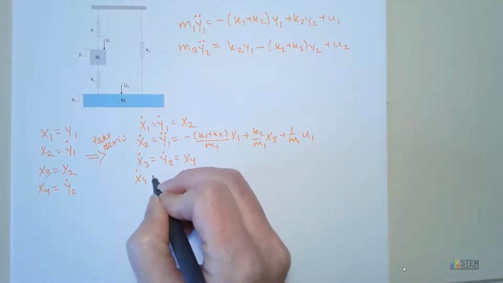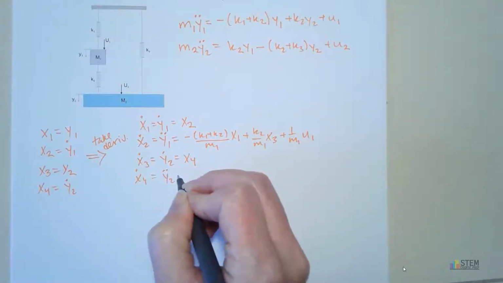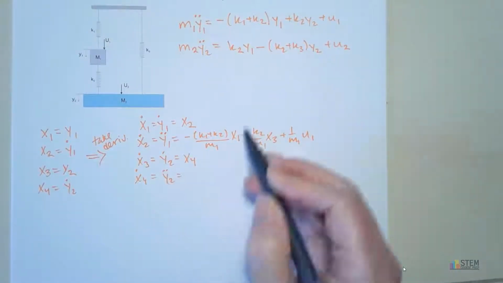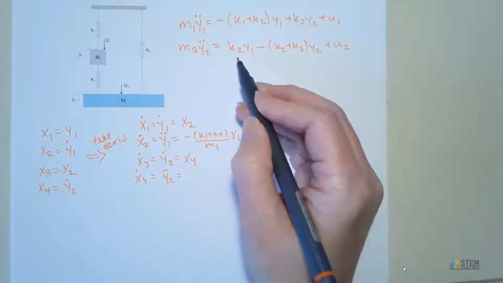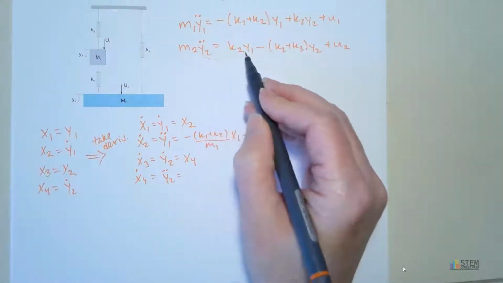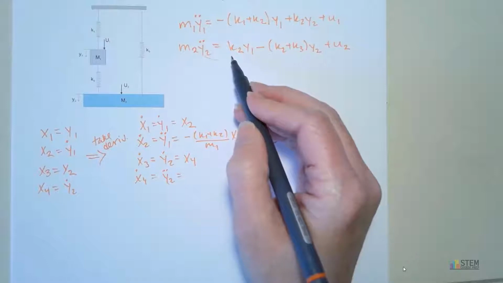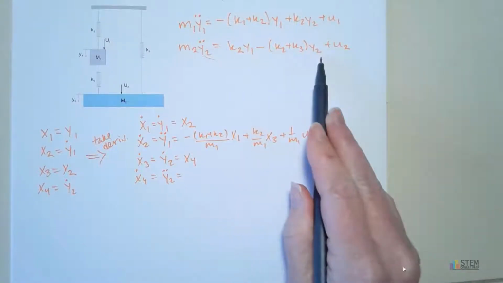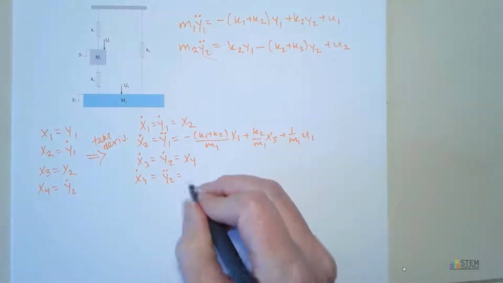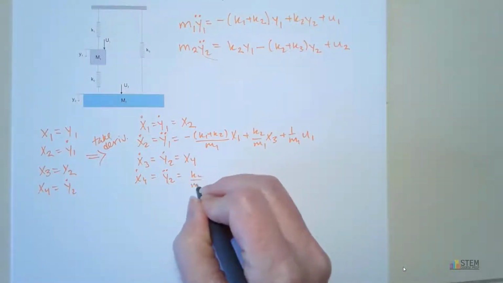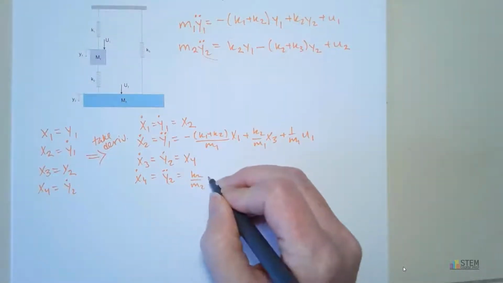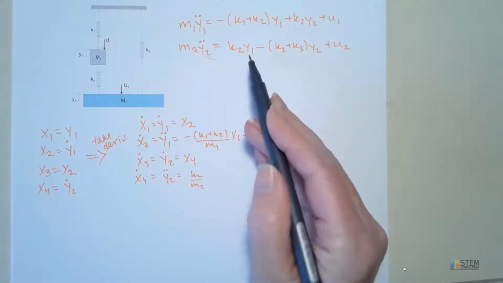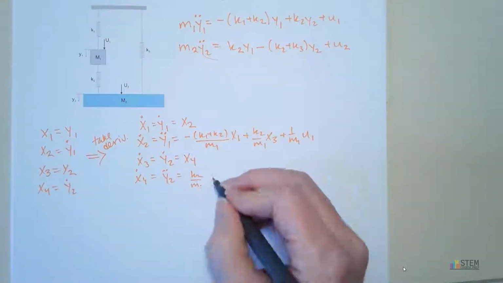And then finally this last one. So x4 dot is going to be y2 double dot. That one leads you back to this second equation of motion. So now solve this for y2 double dot. You just need to divide through by the m2, and then we're going to replace the y's with our state variables. That's going to give us k2 over m2, and then y1 gets replaced with x1.